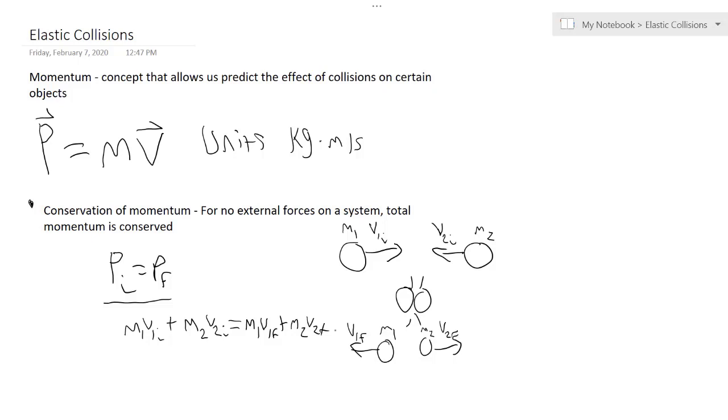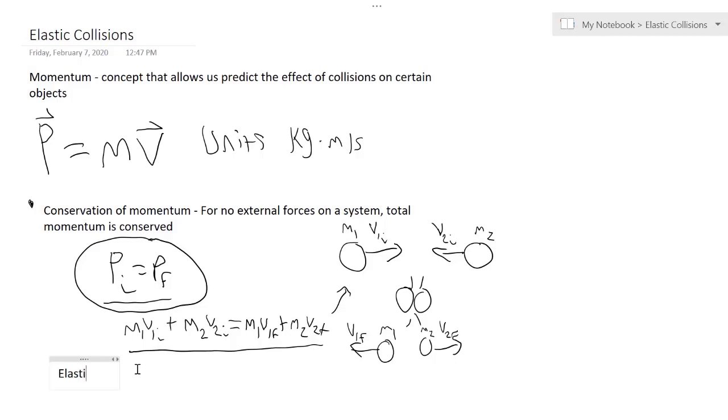This is very useful when figuring out the velocities after collisions or the velocities before collisions. This is a specific example for the problem I just had here, but Pi equal to Pf is valid for any system where there are no external forces. And so now we can ask, what are elastic collisions?